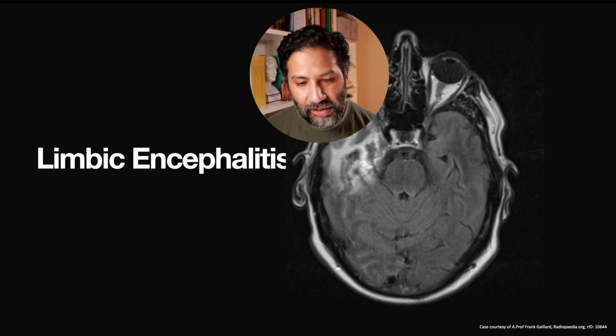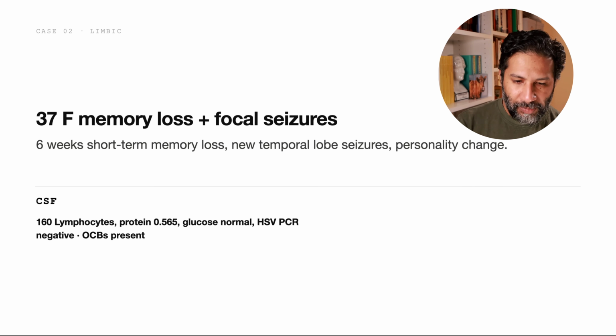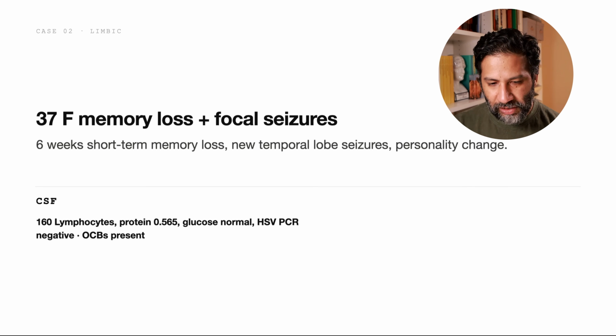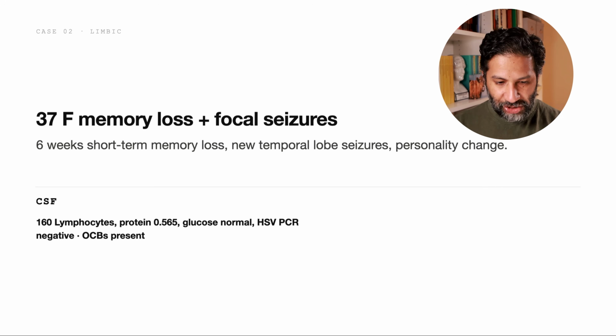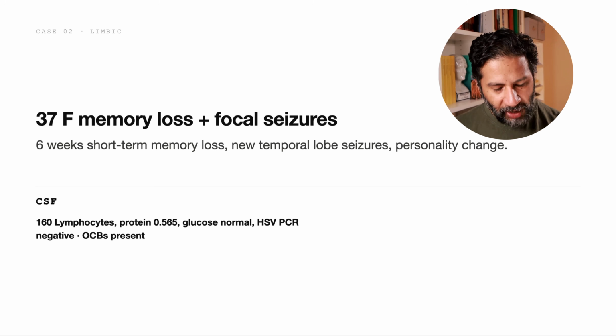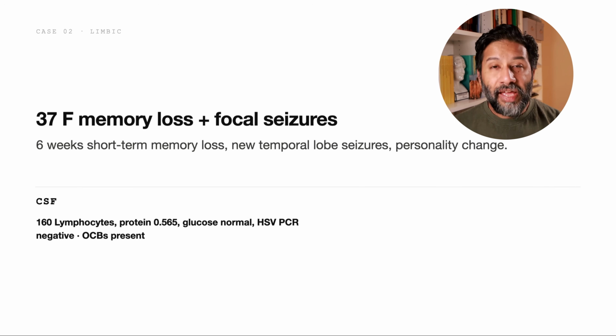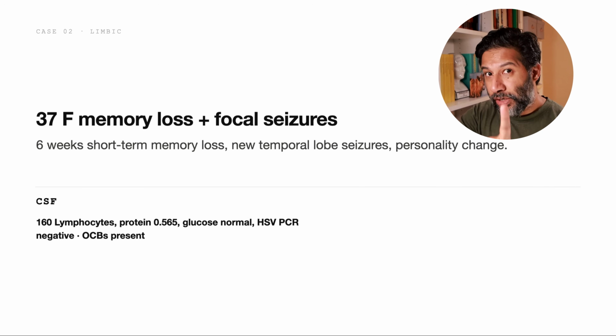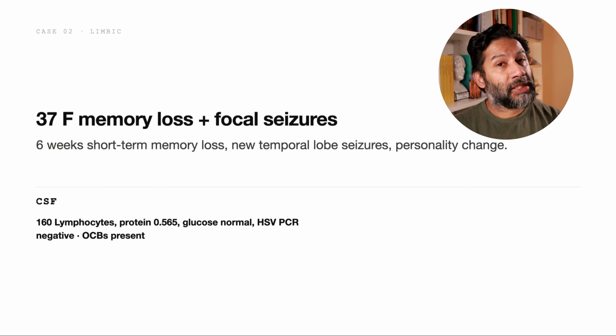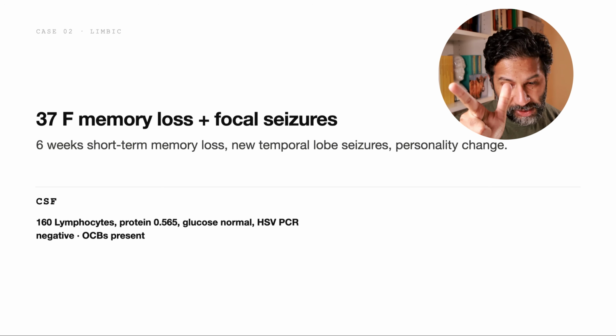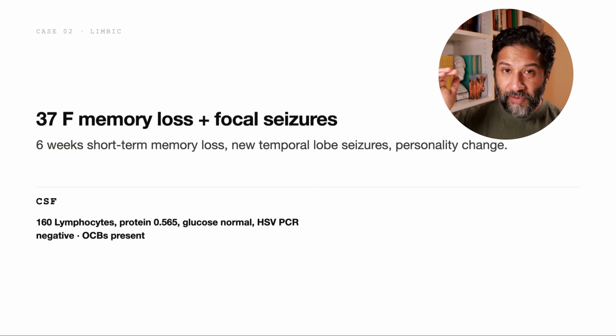Limbic encephalitis. So let's do a case. We've got a 37-year-old female, focal seizures, 6 weeks of memory loss, temporal seizures, personality change, very high white cell count, 160. PCR for herpes is negative. OCBs, oligoclonal bands, are present. So if we were to just go based on the possible diagnostic criteria, 6 weeks is less than 3 months of short-term memory loss and personality changes, tick. So we've met a major criterion.